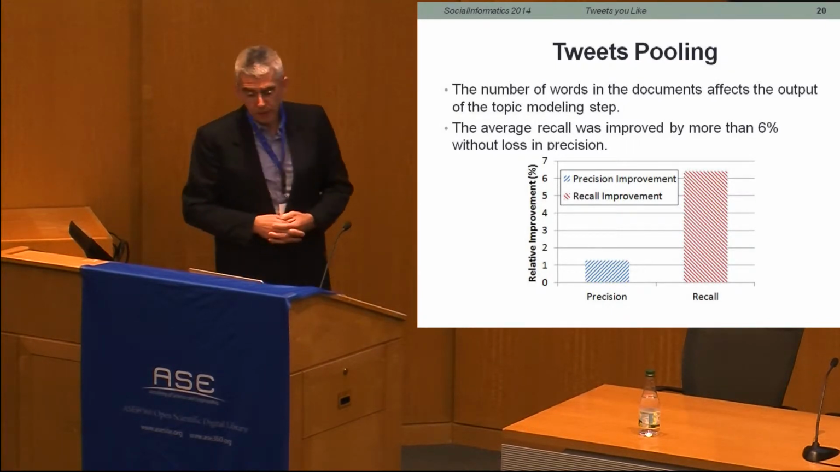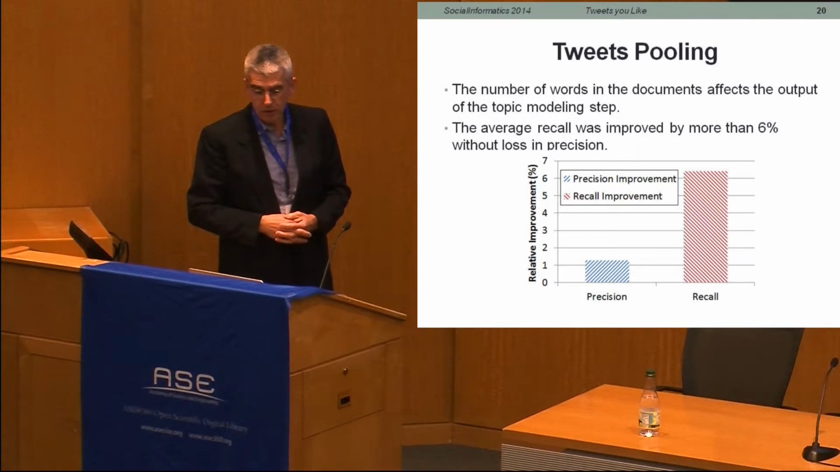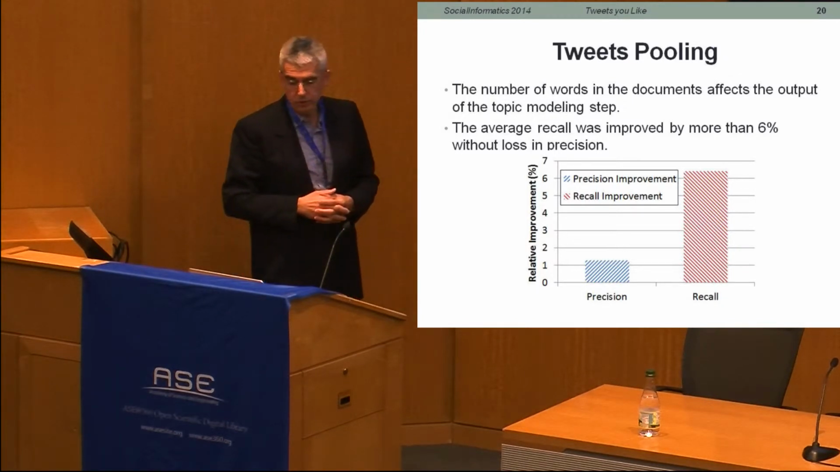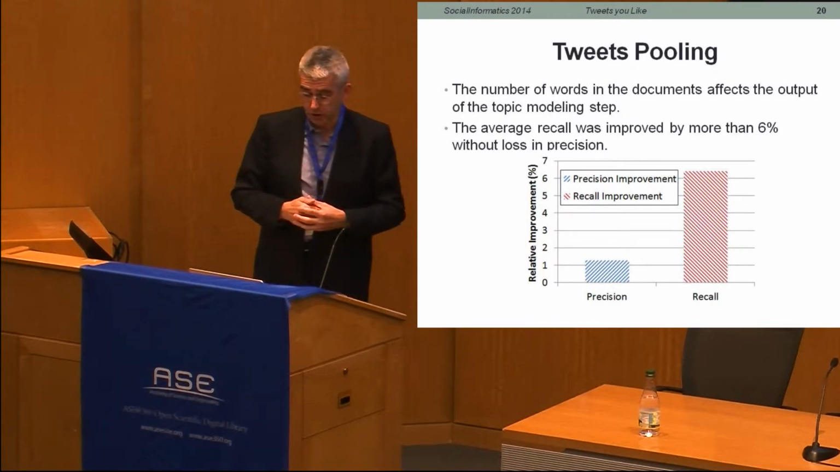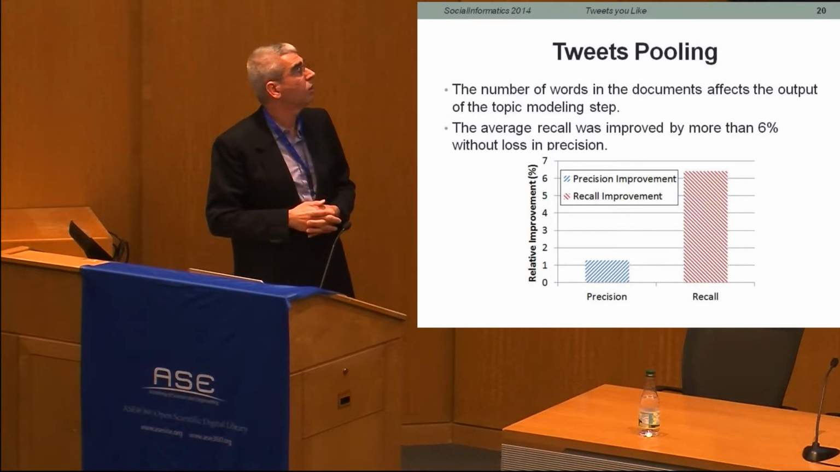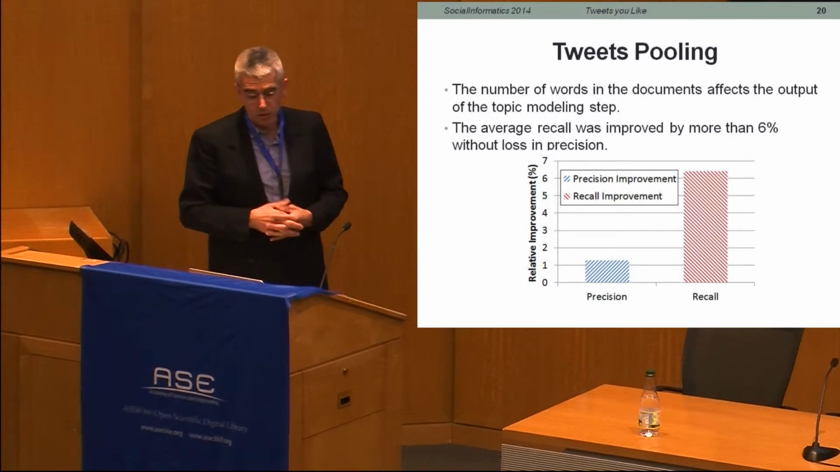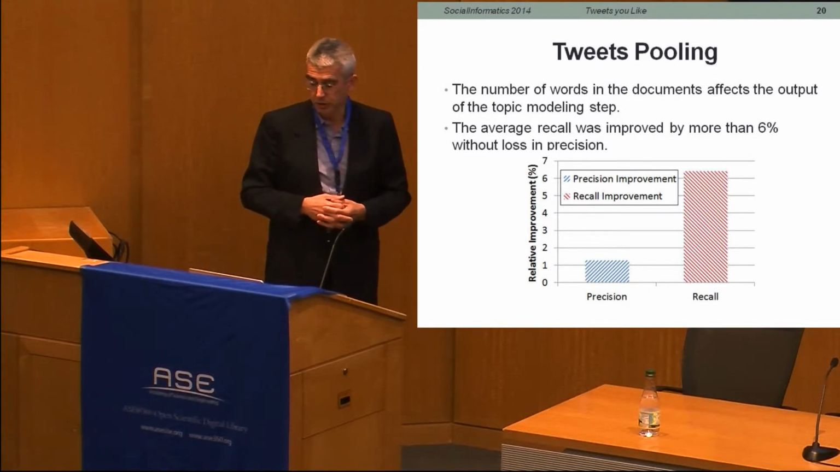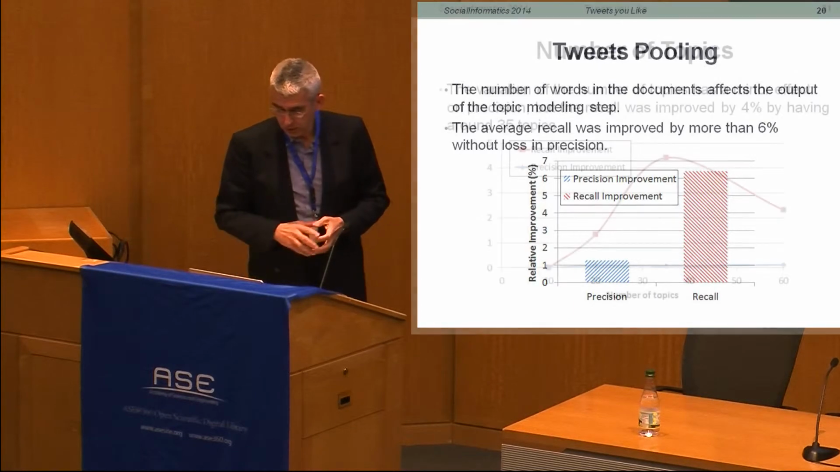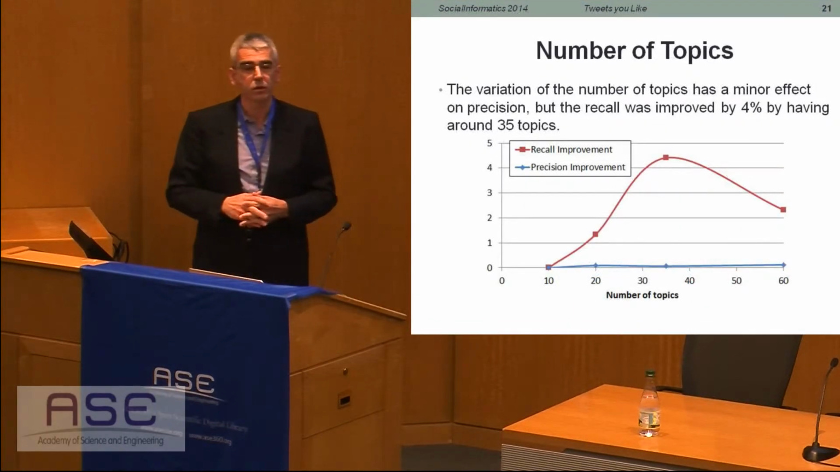So finally, if we want to summarize overall, looking through all those classifiers, we have seen that we have improved on average precision and recall. Precision a little bit less than 1%, but recall almost over 6%. And not only that, we also did some additional study in terms of the number of topics, because what is the issue?